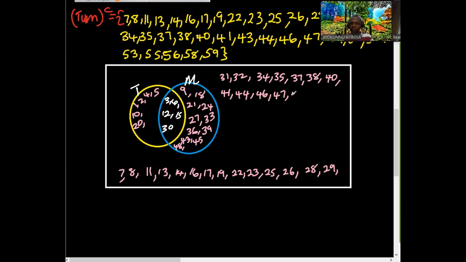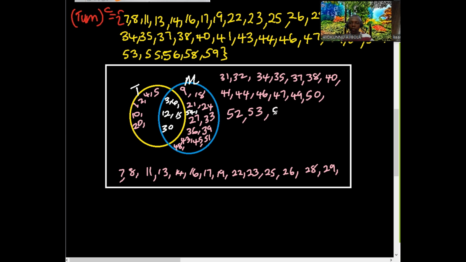Then 49, then 50. 51 is a multiple of 3, okay? Then 52 here, 53 here, 54 is a multiple of 3. Let me use another color now to identify 54, okay?